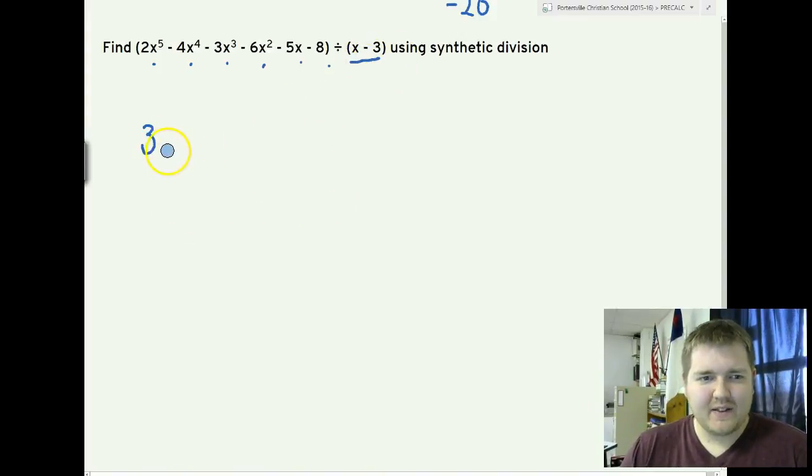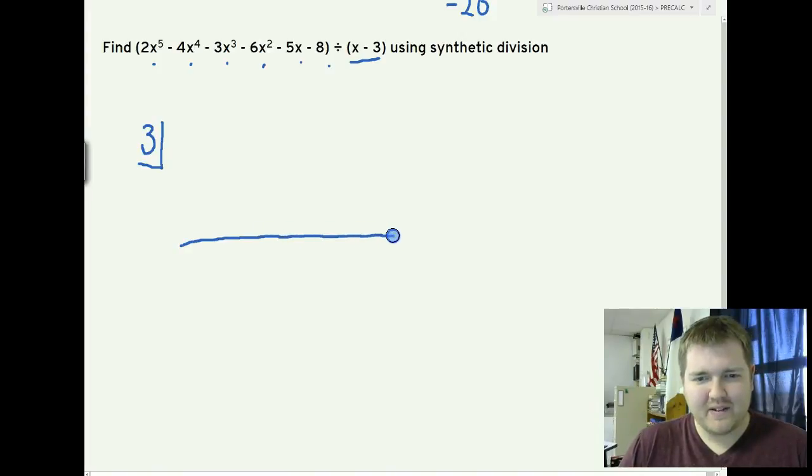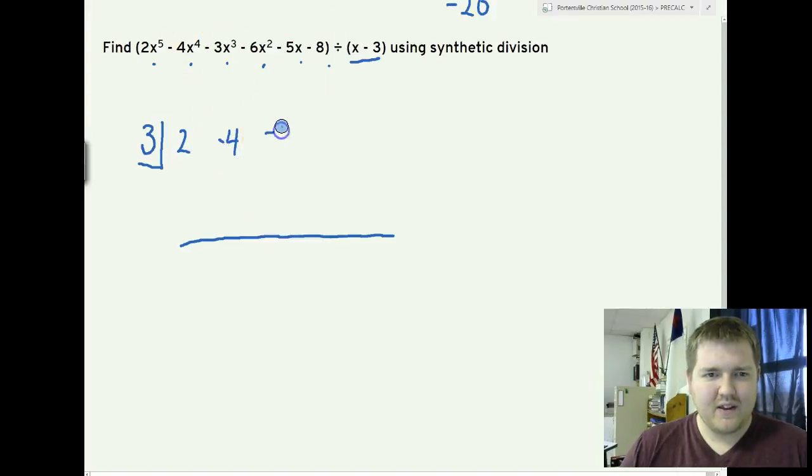So if I'm subtracting, that's fine, I'll put the 3 there. But if this were x plus 3, I would need to put a negative 3 up here. This is going to be my guard looking down. We're going to build a little prison here. This is my prison fence, and each of these terms is going to be a prisoner. We have 2, negative 4, negative 3, negative 6, negative 5, and negative 8.